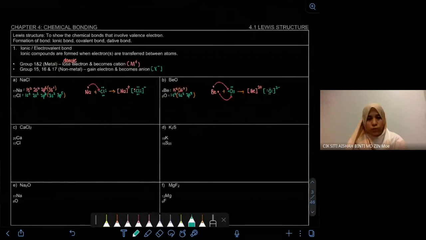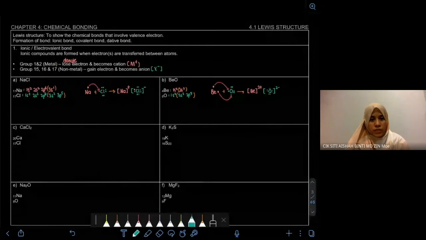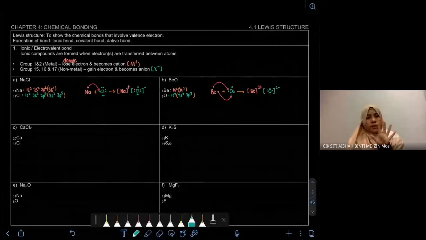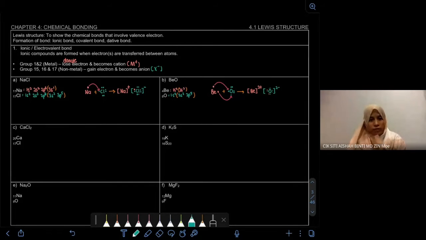So itu adalah case of sodium chloride. So yang itu kita tengok difference je. Satu tu transfer satu elektron sodium chloride, beryllium oxide kalau case of transfer of 2 elektron. So C dengan D ni dia lain. Sebab kali ni kita tengok.